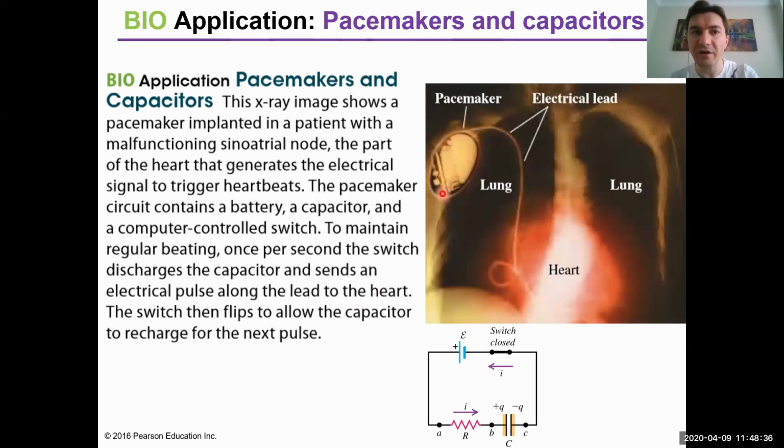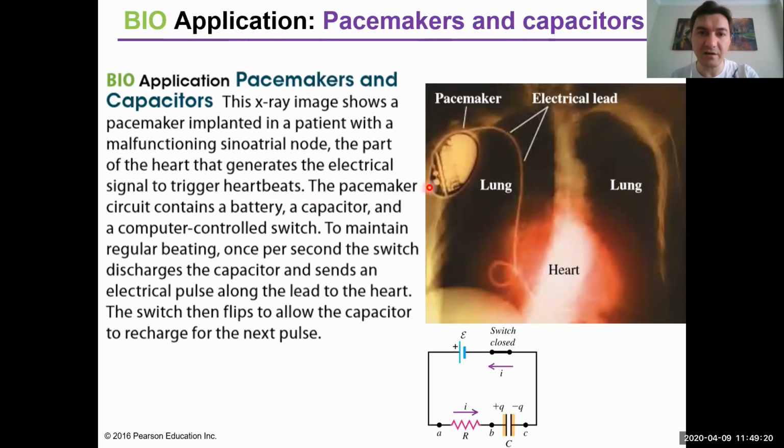Pacemaker is kalp pili, okay. Here, you see an X-ray image which shows a pacemaker implanted in a patient with a malfunctioning sinoatrial node. What is the sinoatrial node? The sinoatrial node is the part of the heart that generates the electrical signal to trigger heartbeats. So the heartbeats are generated by the electrical signals produced by the sinoatrial node. Sometimes in some patients, this node does not work properly. There's a malfunction, okay?